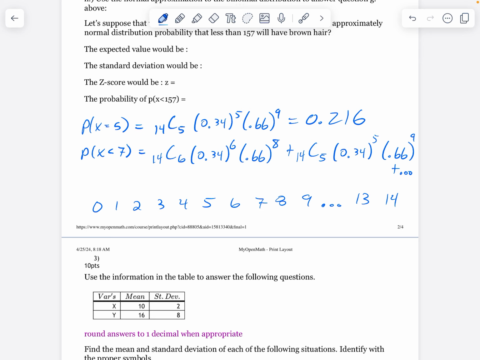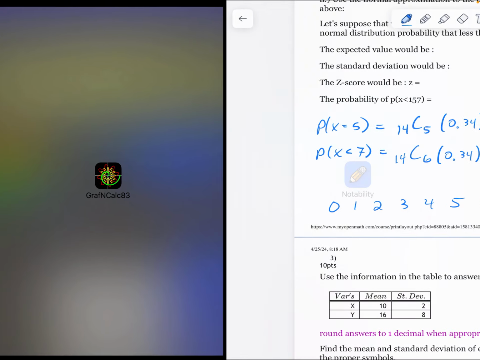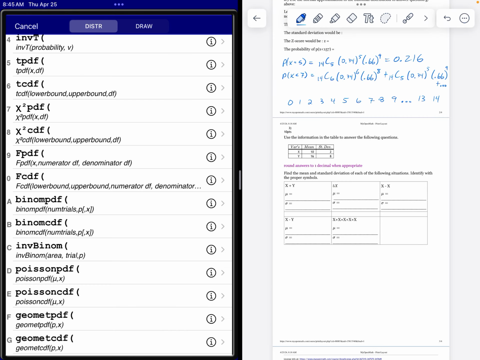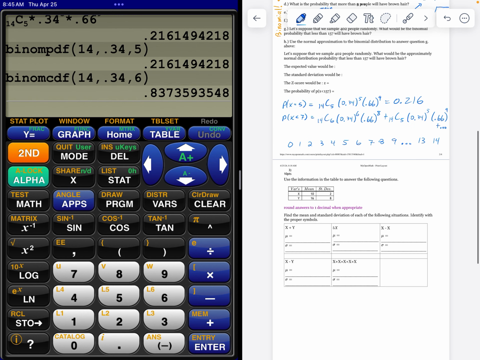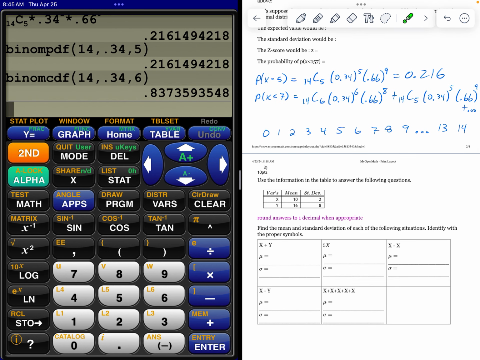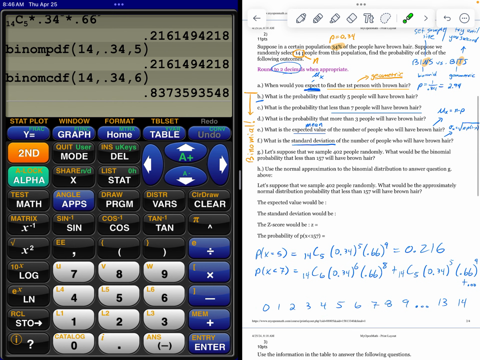When I do the button, it's the binomial CDF button, because CDF is cumulative. There. 14 trials, 34% success, and then you put a 6, not a 7, because it starts at 6 and goes down. So there's your answer. And what it just added up for me was 6, 5, 4, 3, 2, 1, and 0. 83%.